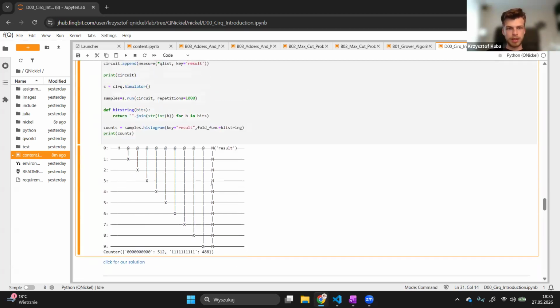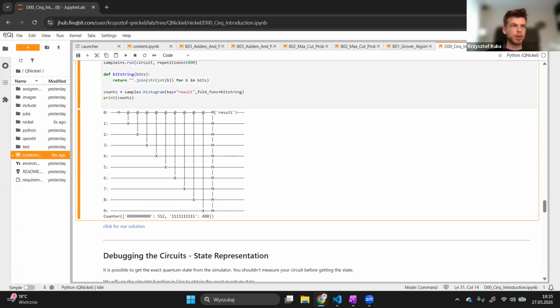So basically what we can conclude from it is that this Hadamard gate creates two different superpositions, but because this is in superposition of both states, and these controlled gates are transferring all the subsequent bits, the result is either all zeros or all ones.